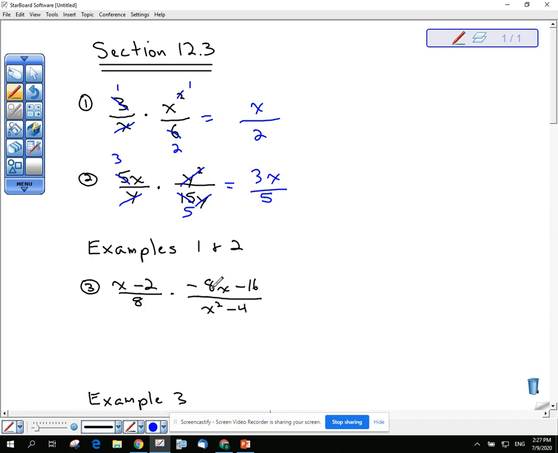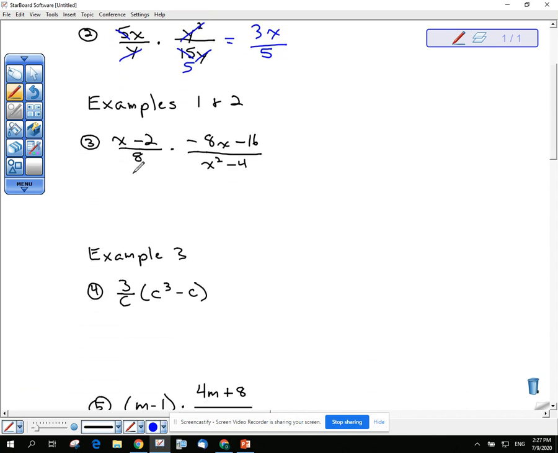Similar example. Again, I'm going to start by factoring. This is x minus 2 over 8. This I could factor out a negative 8. And if you have the opportunity to factor out a negative, I think you should do it. So that's negative 8 times x plus 2. This is a difference of squares, x plus 2, x minus 2.